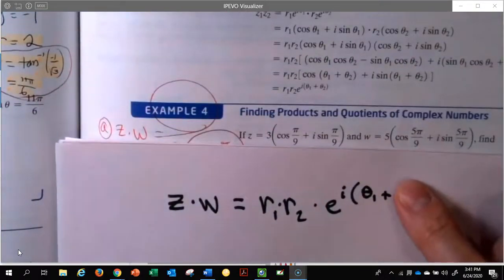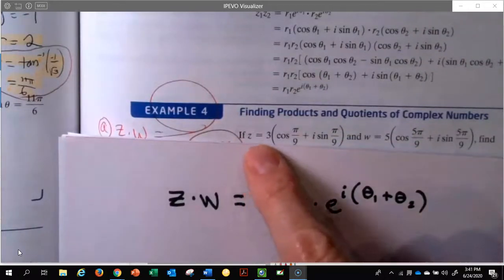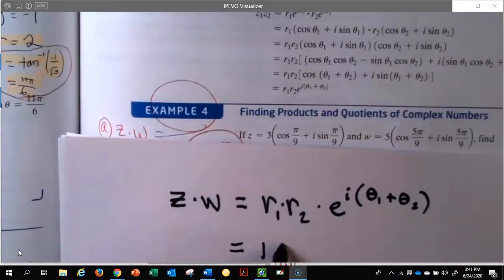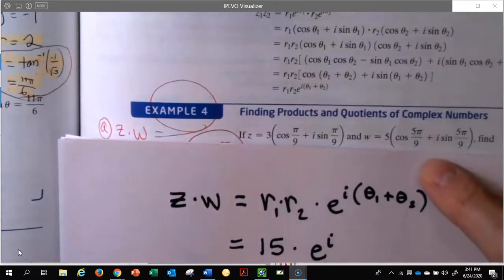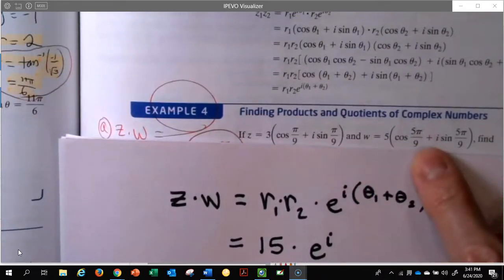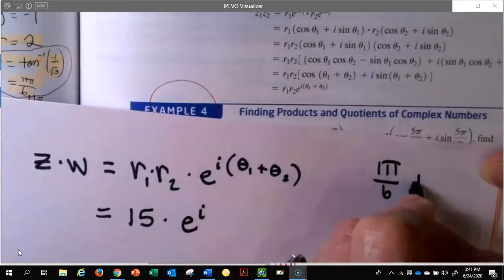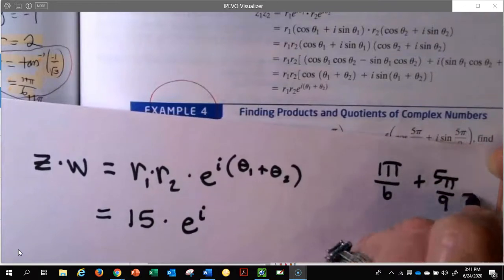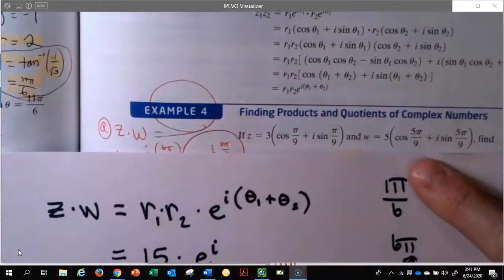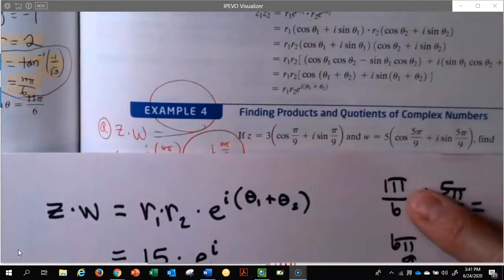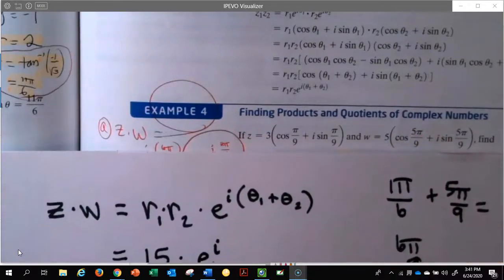And so I'm going to go back down here to where we were, and my z times my w, I'm going to take my two r's and multiply them, 3 times 5. So I get 15 on the front. I have e to the i, and now I need to take my pi over 9 and my 5 pi over 9, and I need to add them. So 1 pi over 9 plus 5 pi over 9, I get 6 pi, look at that. I hate it when I do that. That's a pi over 9. That is not. That is a 5 pi over 9. That is my brain. Let's go on to the answer.